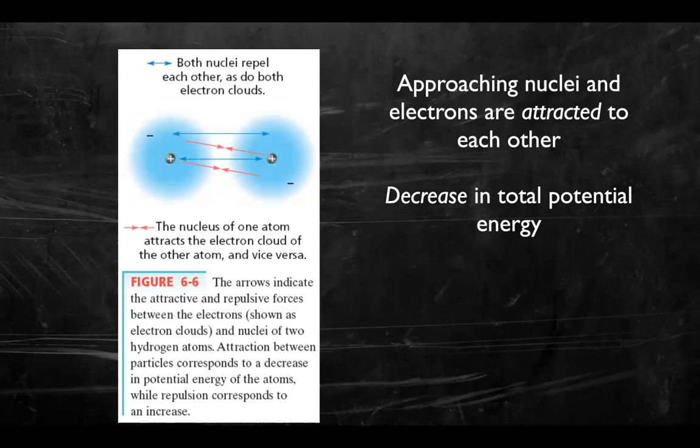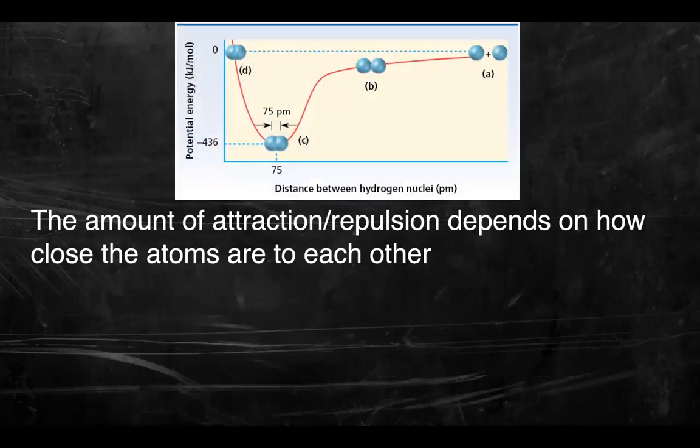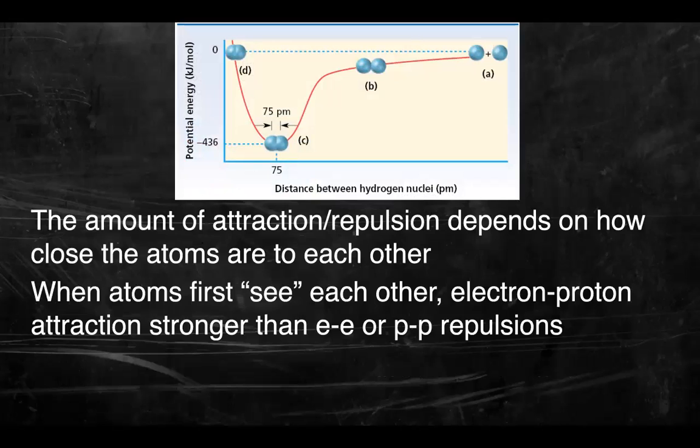So the attractive forces, which you see here in red, decrease potential energy. But the repulsive forces that you see in blue are going to increase potential energy. So again, the amount of attraction and repulsion depends on how close they are to each other.